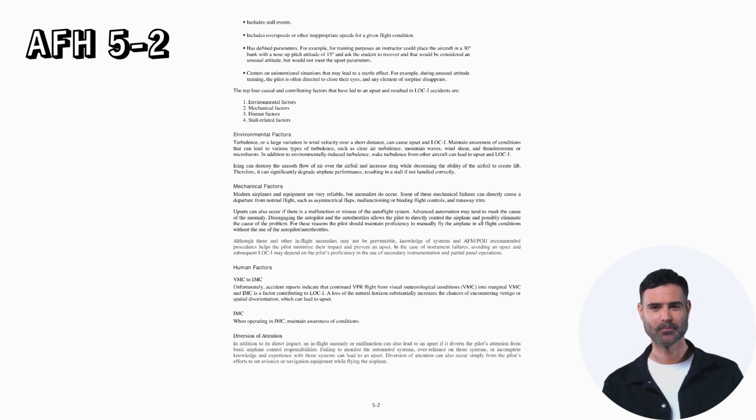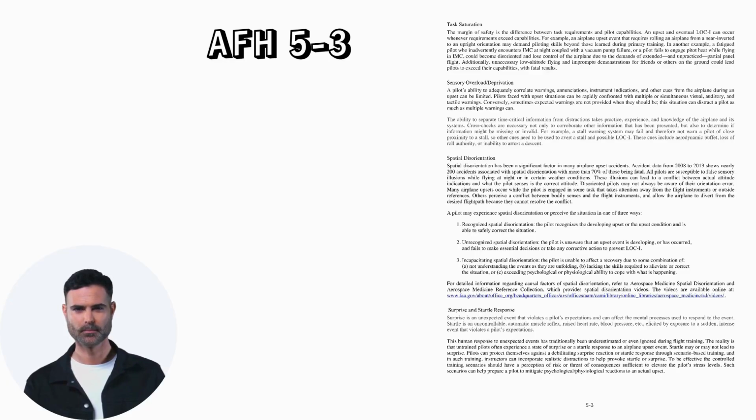Diversion of attention. In addition to its direct impact, an in-flight anomaly or malfunction can also lead to an upset if it diverts the pilot's attention from basic airplane control responsibilities. Failing to monitor the automated systems, over-reliance on those systems, or incomplete knowledge and experience with those systems can lead to an upset. Diversion of attention can also occur simply from the pilot's efforts to set avionics or navigation equipment while flying the airplane.